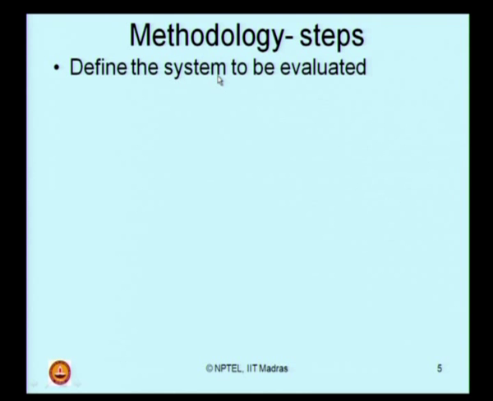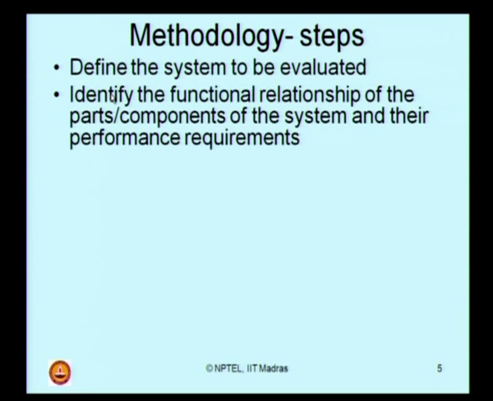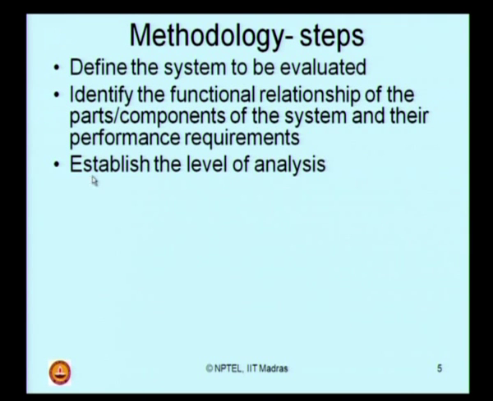First, define the system to be evaluated. Identify the functional relationship of the components of the system and their performance requirements. Remember, for a given system we are interested in identifying the components and their performance requirements. Then establish the level of analysis you want. You may wonder how many levels of analysis exist in FMEA. I will answer that question subsequently in this presentation. So I will try to establish the level of analysis required for the identified system.